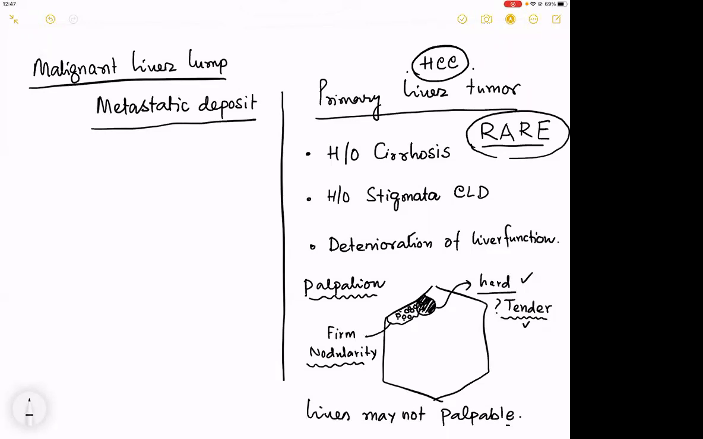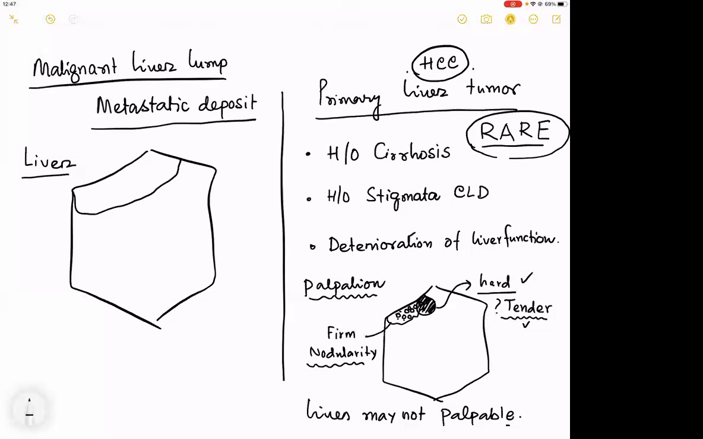Done? Yes, sir. Now, in a metastatic deposit, the liver is going to look like, so I will go a little back. In a metastatic deposit, the liver is enlarged. There is a uniform enlargement in the liver. Now, it is not again for an MBBS, I say uniform because there can be left lobe metastasis also. The consistency of the liver is firm, non-tender.